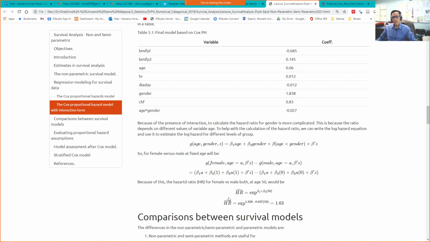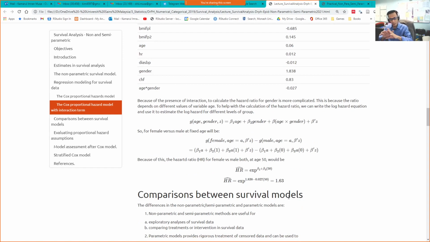So the hazard ratio for comparison between male versus female at age 50 shows that female has 1.63 times higher risk or higher hazard for the outcome. For those who are age 50, if you want to know what would be the hazard ratio for age 30, then you replace with age 30 here.